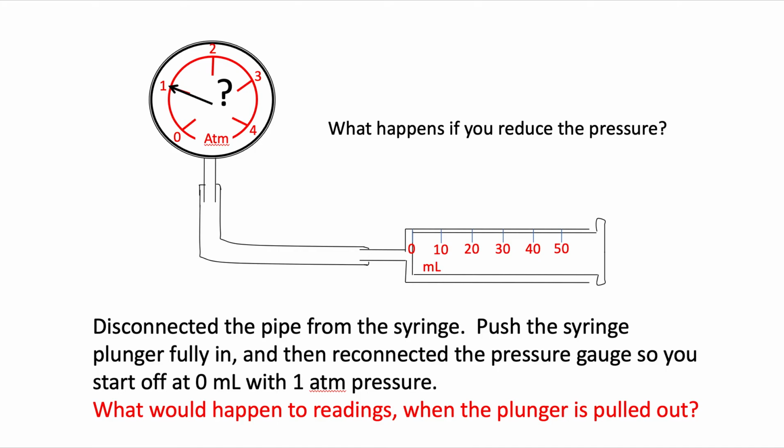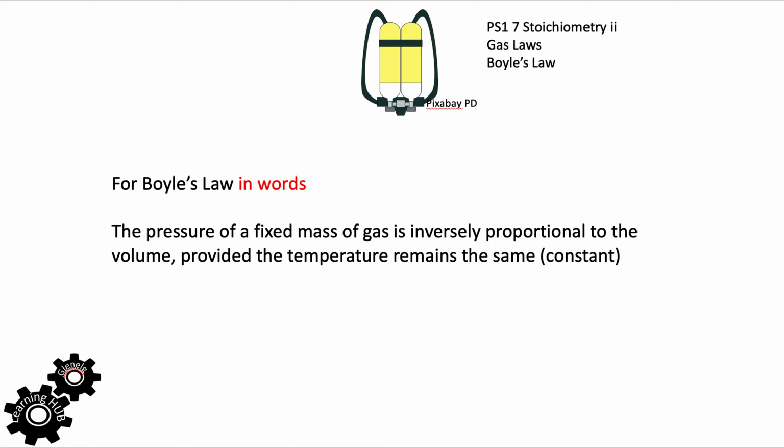And so another question that we've got here, what happens if you reduce the pressure? So separate the syringe from the pressure gauge, push in the plunger, and then reattach them as shown in the diagram. And you're reducing the pressure by pulling the plunger out. So what's going to happen to the readings? And pause to think about that one.